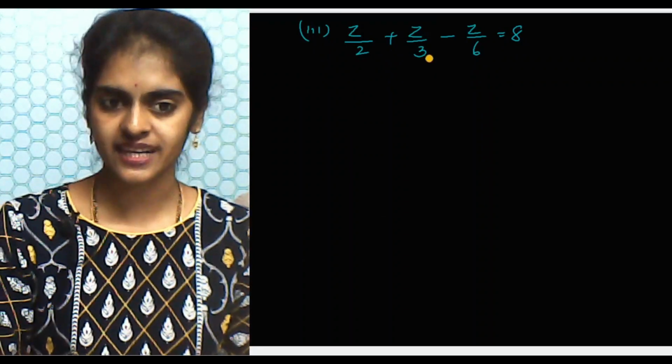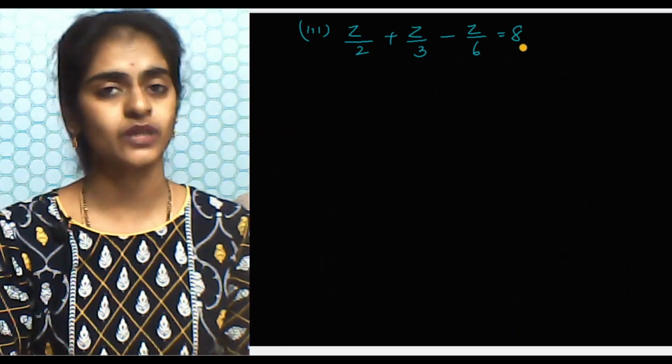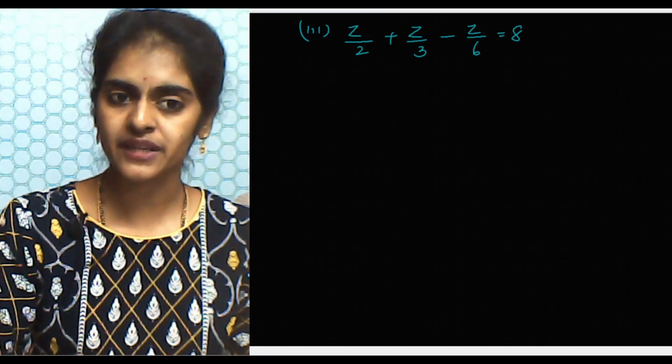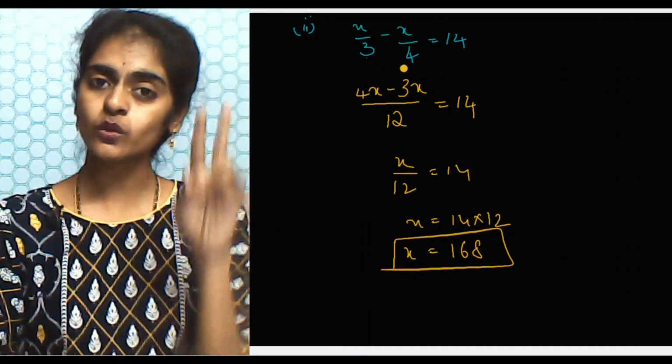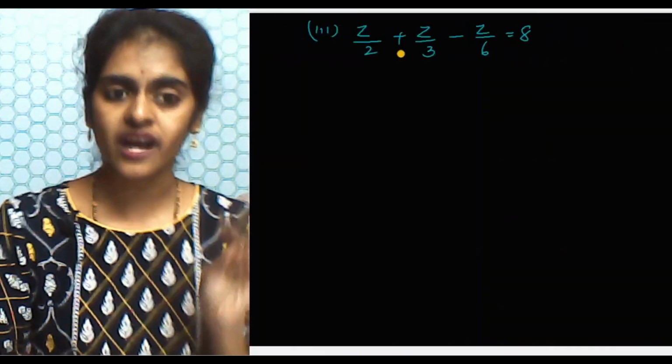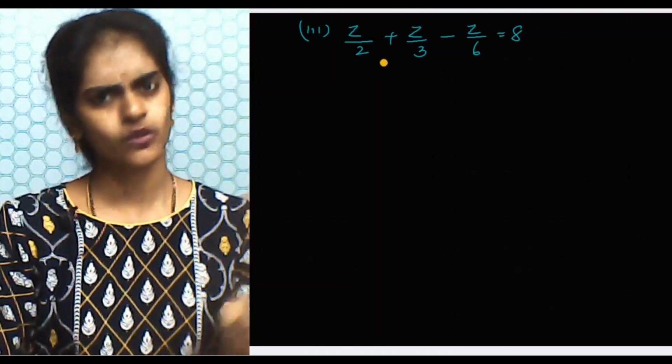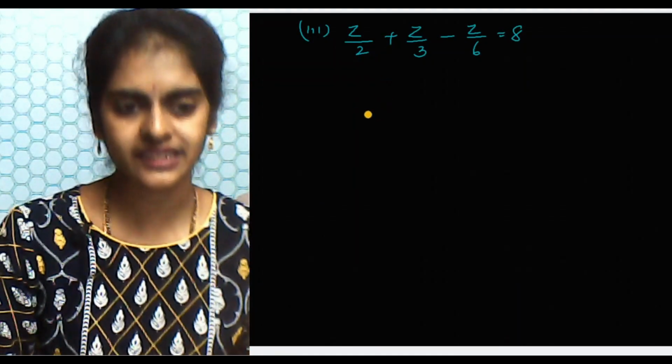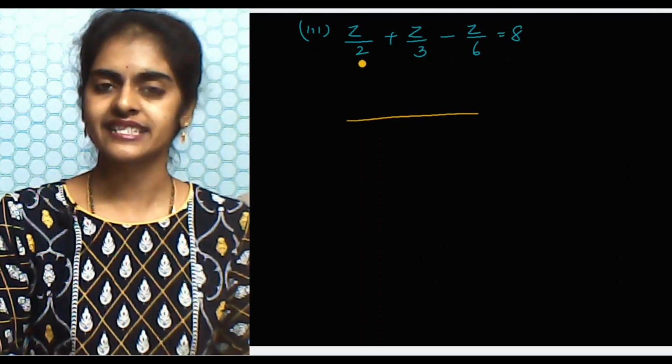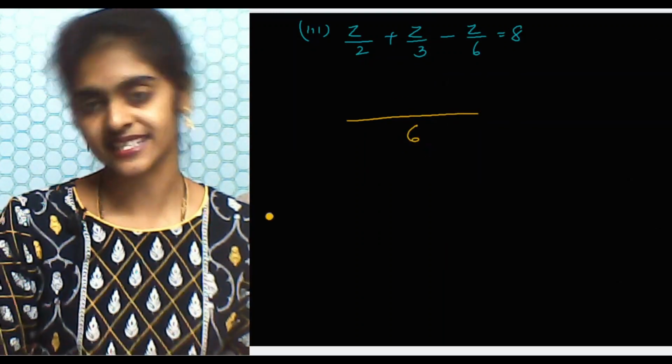z by 2 plus z by 3 minus z by 6 is equal to 8. Now this is similar to the previous one, isn't it? Here you have two terms with x, here you have three terms with z. So same procedure, take the LCM of all the terms on LHS. So LCM of 2, 3 and 6 is nothing but 6.